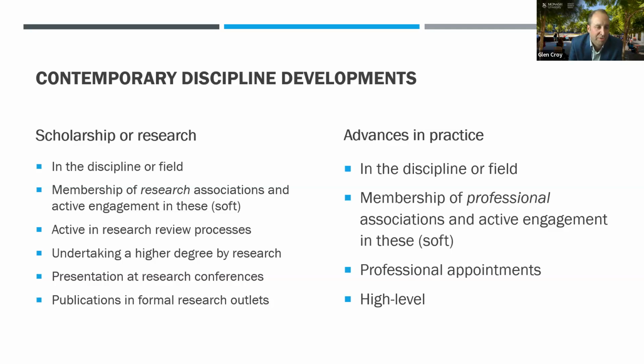Other evidence of scholarship would be, for example, active engagement in research review processes, being on a journal, doing reviews for journals and conferences, undertaking a high degree of research in the discipline or field, presenting at conferences, and, for more research-active staff, leading research projects and publications in formal research outlets, such as book chapters and journal articles. Those are the things we'd look for to demonstrate scholarship or research.